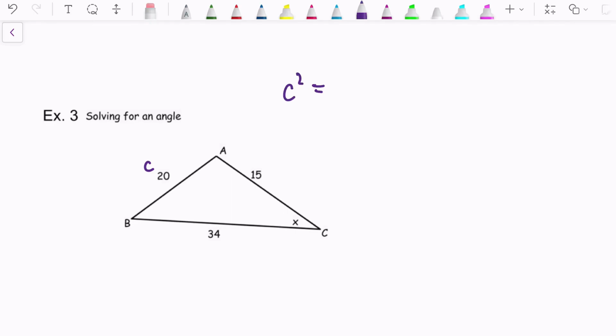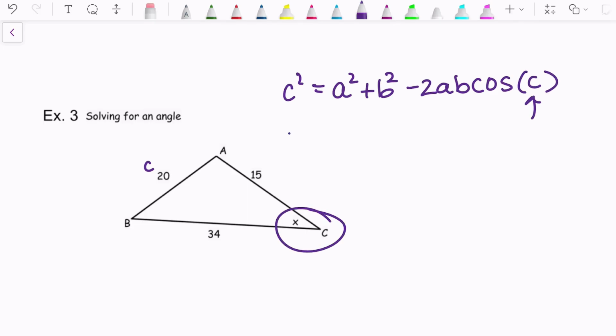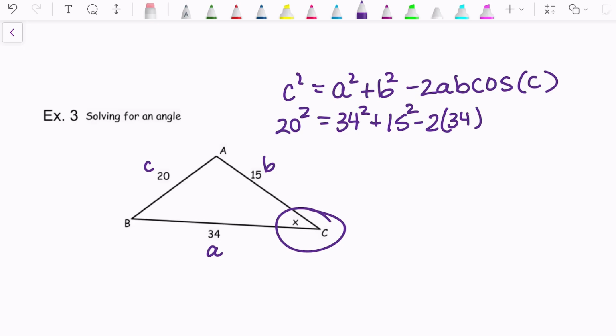I'm just going to write out the formula so you can see what I'm doing here. C squared equals A squared plus B squared minus 2ab cosine C. So again, whatever angle is on this side and its corresponding side goes over there. So I've got side C is 20. A is across from A, it's 34. B is across from B, it's 15. And we don't know C. So this is the harder type of problem.